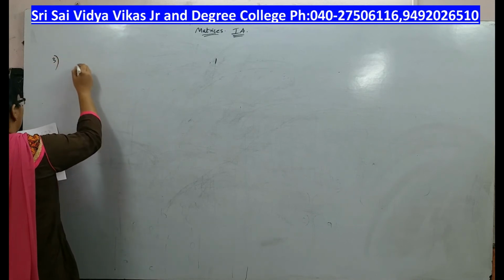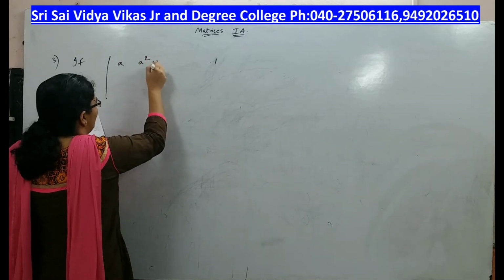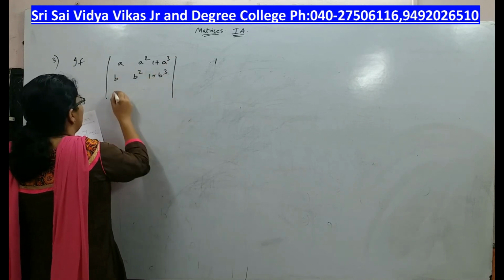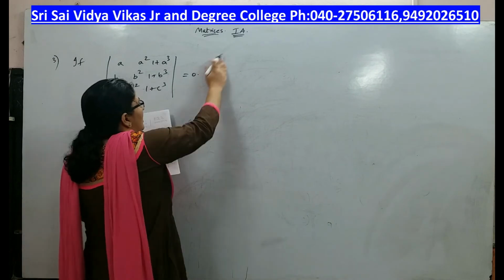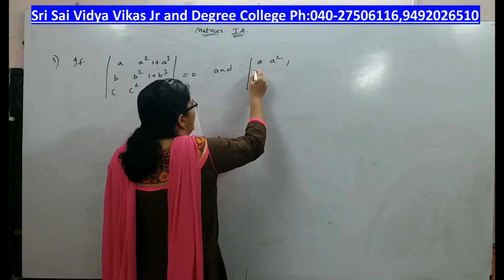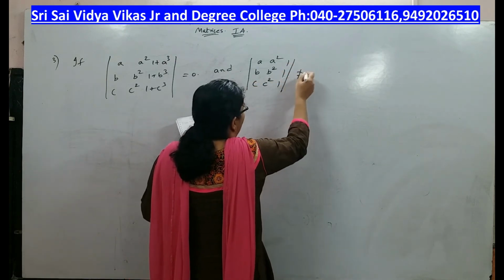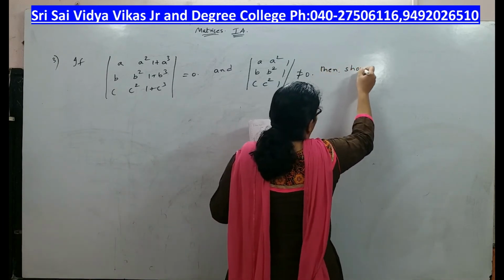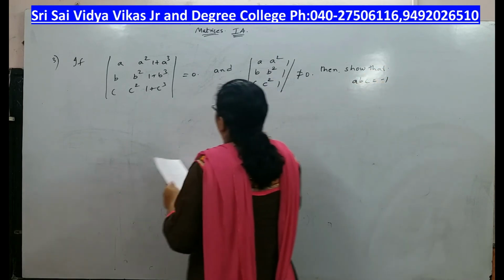Third one, if the determinant with rows a square 1 plus a cube, b square 1 plus b cube, c square 1 plus c cube is equal to 0, and the determinant a square 1, b square 1, c square 1 is not equal to 0, then show that abc is equal to minus 1. This is what you have to show.